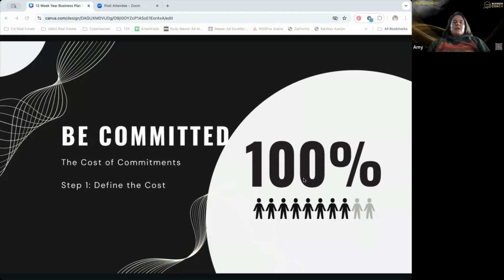Okay, so just remember, we want to define that cost up front and make sure that we can be 100% committed to what we are putting on our sheet. Any questions about that commitment?